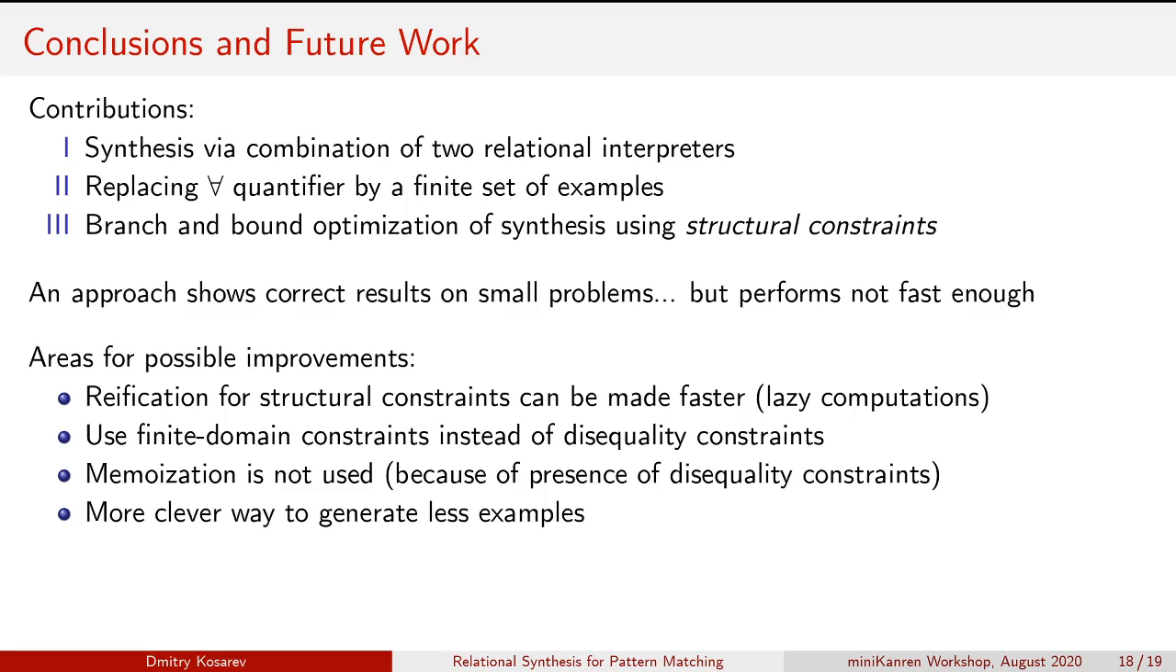There are areas of possible improvement. The main problem with our synthesizer is performance. To somehow fix it, we can try to improve the reification needed for structural constraints, to make structural constraints run faster. We can also use finite domain constraints instead of disequality constraints to better control the order of branches in switch expressions. At the moment minimization is not used because we are using disequality constraints, and we are looking for more optimal ways to generate a non-exponential set of examples. If you have any ideas how to generate non-exponential sets of examples, these ideas will be really appreciated.